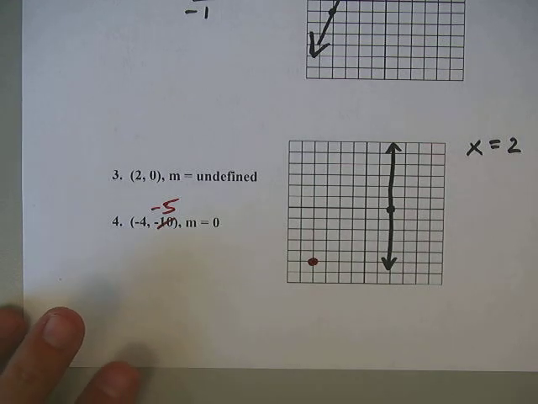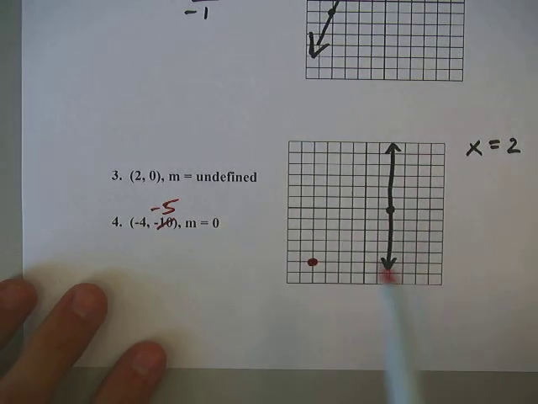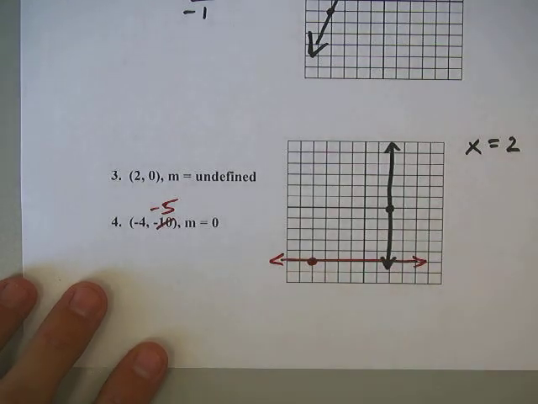This time, though, my slope is 0. So that's another one of our special cases that you have to have memorized. And you should know that anytime you have slope 0, that is a horizontal line.